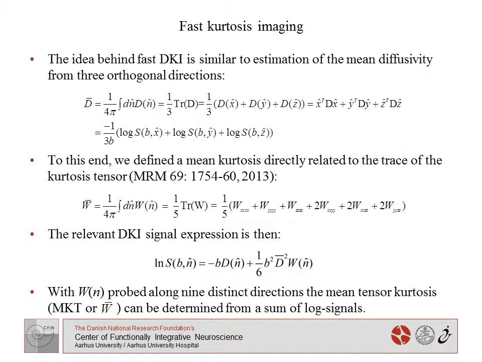Our technique for fast kurtosis imaging is very similar to the idea behind rapid estimation of mean diffusivity, where measurements along 3 orthogonal directions are enough to provide an estimate of mean diffusivity as simply a sum of log signals. This is because the mean diffusivity is tied to the trace of the diffusion tensor, and you may probe these tensor entries with 3 orthogonal directions.